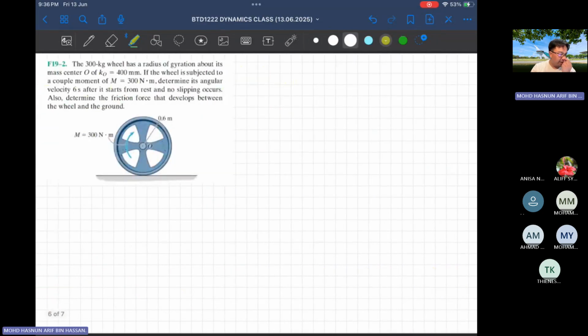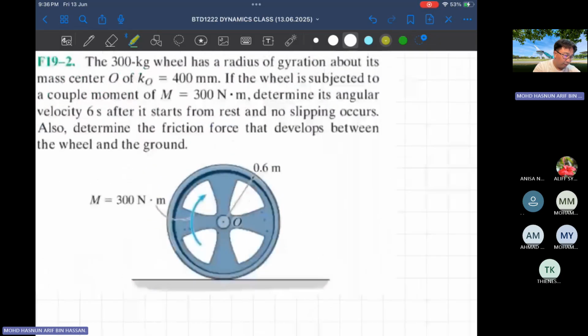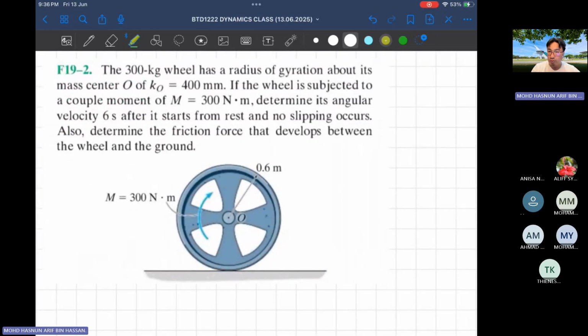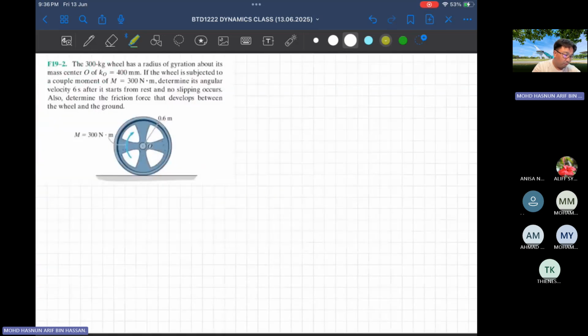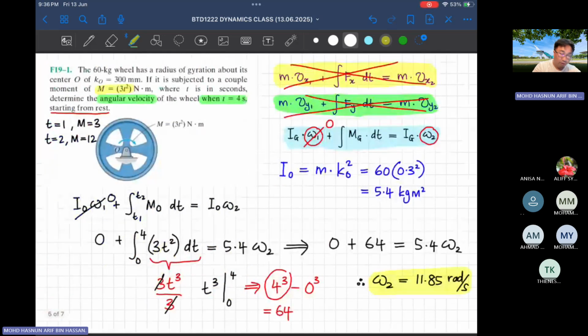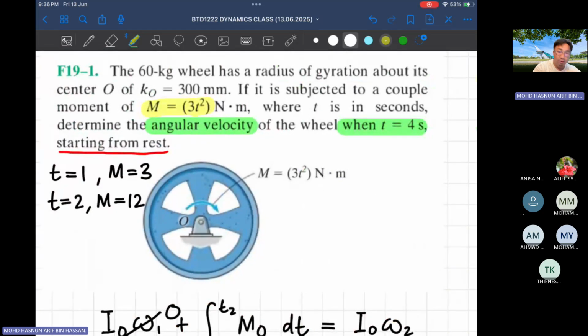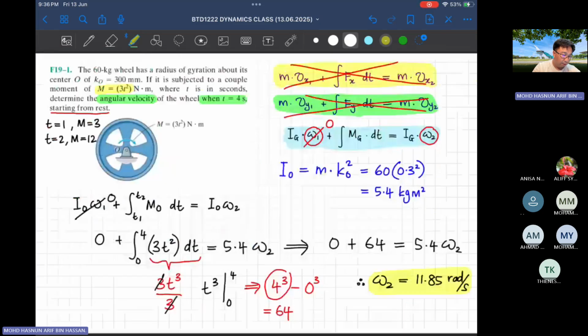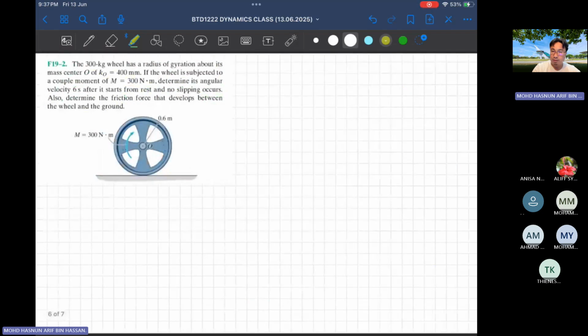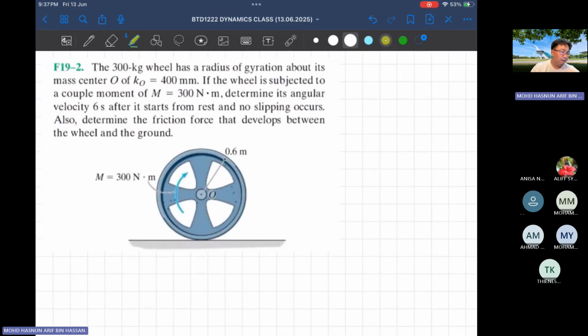Similar example, but this is general plane motion. If you can see, the wheel here rolls on the ground, but the wheel in the previous question is fixed at point O, so the wheel keeps on rotating at point O. But question number 2 here is a general plane motion problem. The wheel will roll on the ground. So let's read the question.